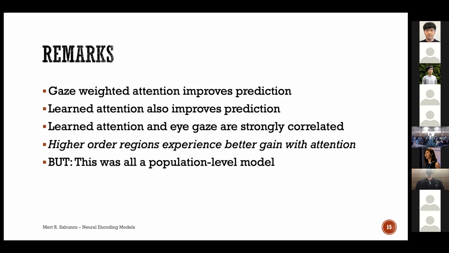Now, the big caveat of this work that I've presented so far is that it's at the population level. As I mentioned, we have a single model for everyone. Obviously, human brains are different. There's a lot of individual variability that we're interested in neuroscientifically, and the question was, can we explicitly characterize that variation using these types of approaches?